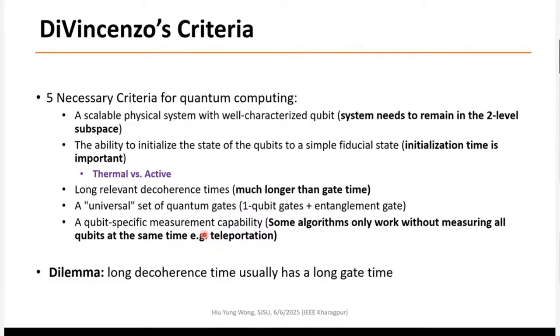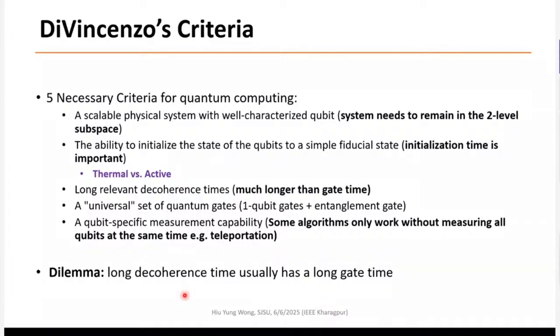We just talked about measurement, which is basically the collapse of the wave function to 0 and 1. So we want to selectively measure the qubit. If you come up with a quantum computer and you say that whenever I do the measurement, all the qubits need to get collapsed, then it won't be a useful quantum computer. I would like to be able to selectively measure one of them. Okay, so 5 criteria.